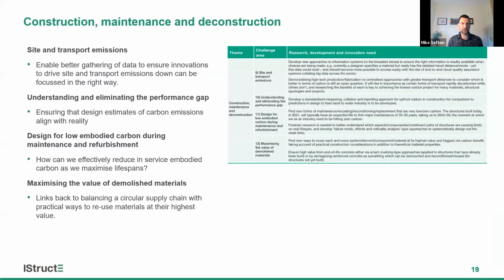In the construction, maintenance and deconstruction theme, we considered the elimination of on-site and transport emissions, but also the real risk of the performance gap between emissions calculated during design and those really emitted in construction, in similar fashion to what Julia was talking about earlier as well. And often, for example, how can we minimize the use of more materials than are on the drawings or unexpected waste streams, and design for this in the first place?